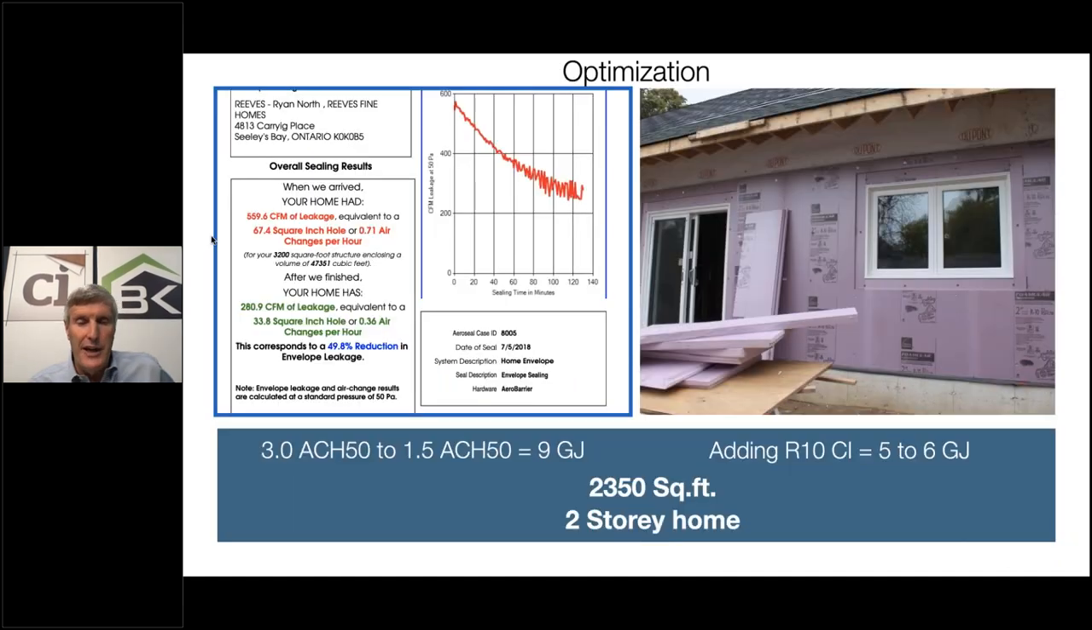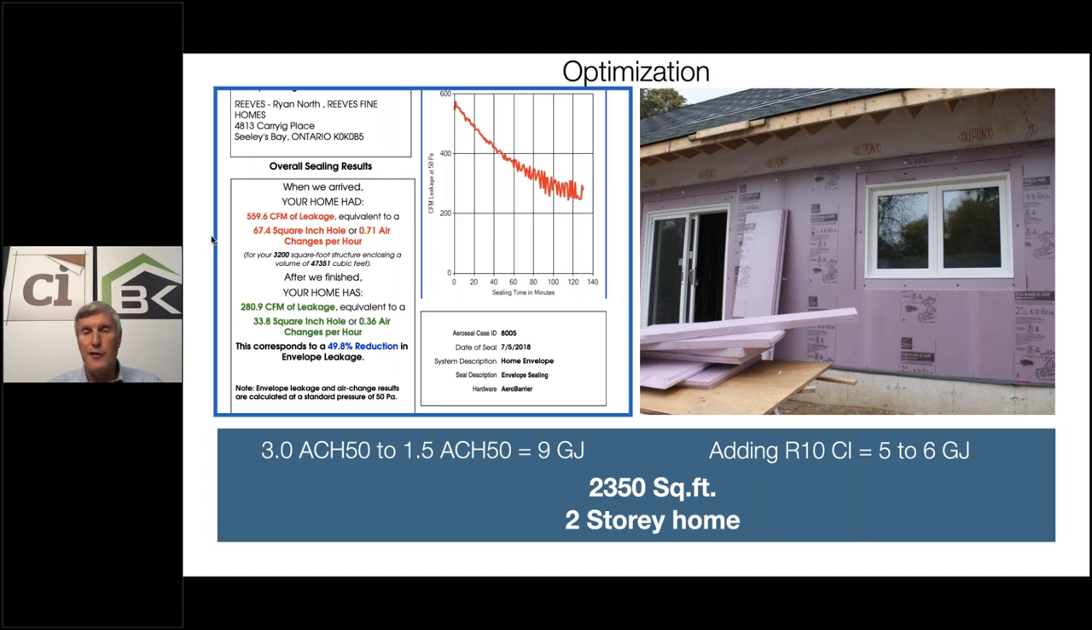Just a little example of that. In climate zone 5, in a 2,350 square foot, two-story home, going from 3 air changes to 1.5 saves 9 gigajoules or 9 million BTUs. Slightly different, the conversion is slightly off, but 9 to 10 million BTUs. That's the equivalent in that house of adding R10 of continuous insulation on the outside. In fact, R10 in this house only saved us about 5 to 6 million BTUs or gigajoules.